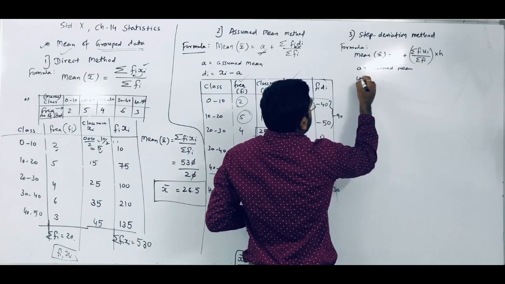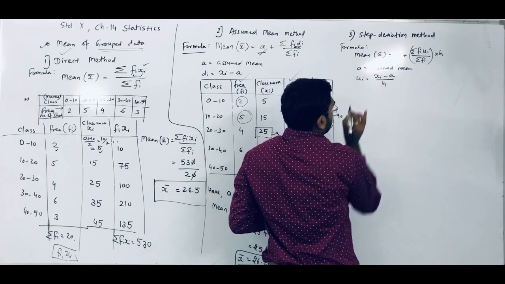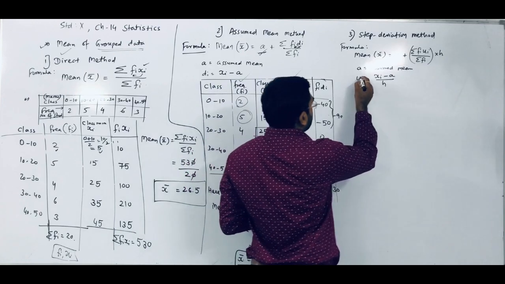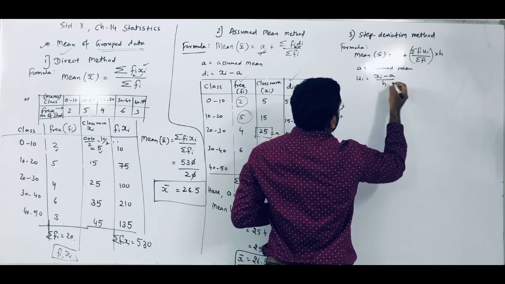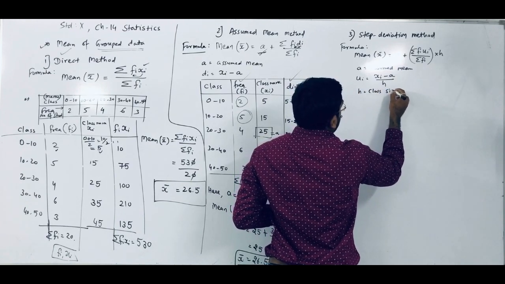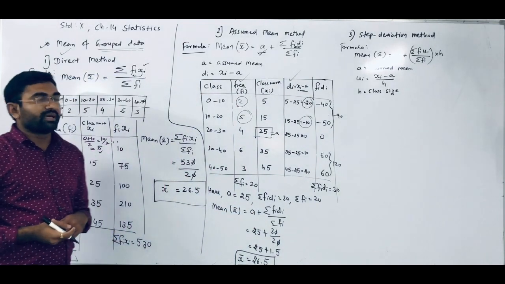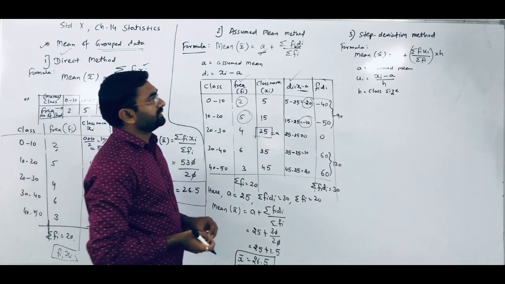Here ui represents xi minus a divided by h, right? Xi minus a divided by h. Ui represents this thing, okay? And sigma fi is the frequency summation, and h is the class size. Class size we can find out when a continuous class is given: upper limit minus lower limit. That way we can find out the class size.